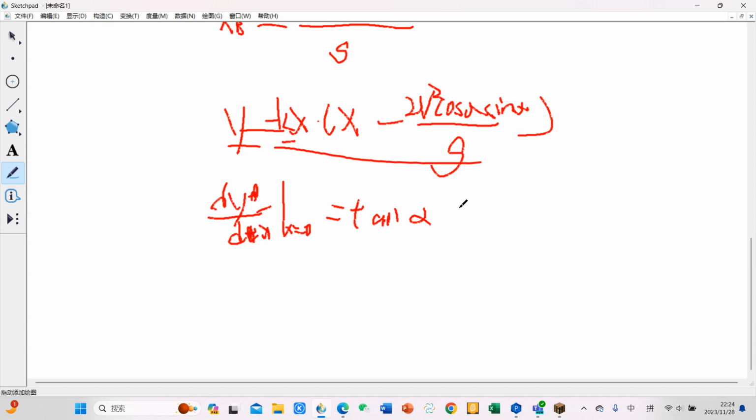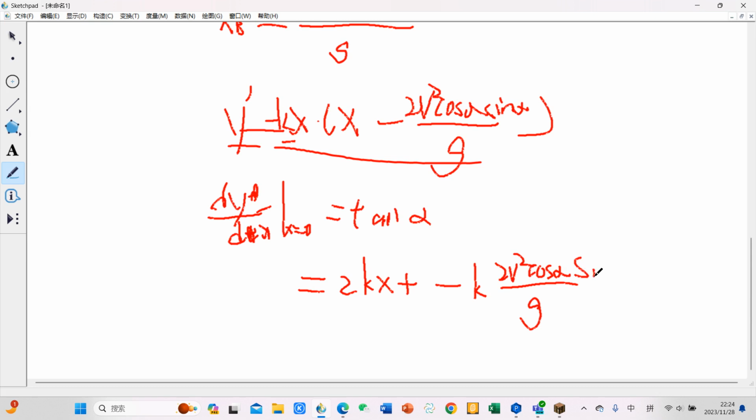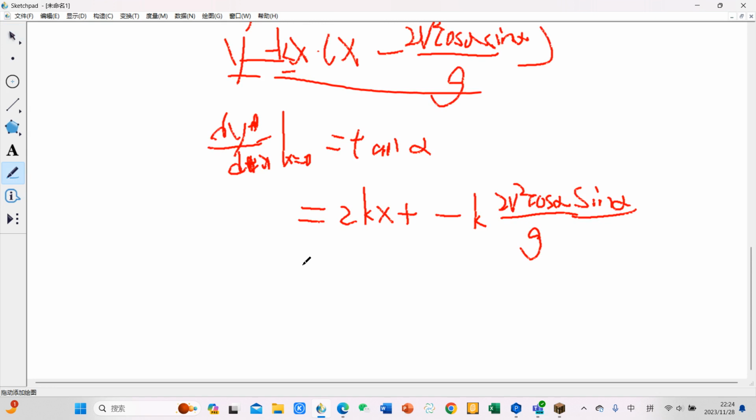So what is this? y prime is simply 2kx minus 2 k v squared cosine alpha sine alpha over g, right? And we plug in x equals 0 here, so it simply equals k times negative 2 v squared cosine alpha sine alpha over g.